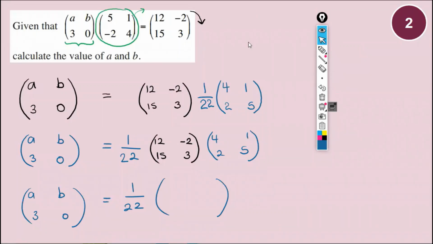Someone says I may have a small mistake. Yes, I do have a small mistake. This 1 is supposed to be a negative 1.